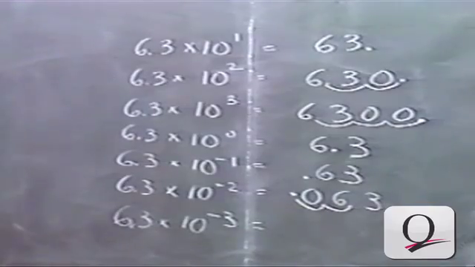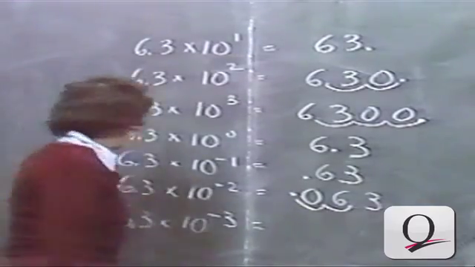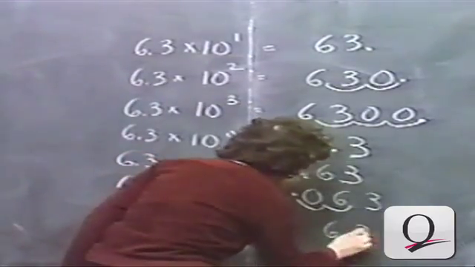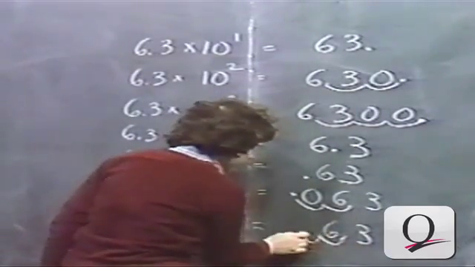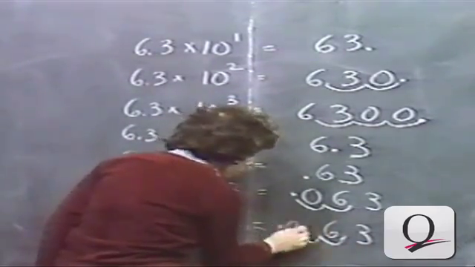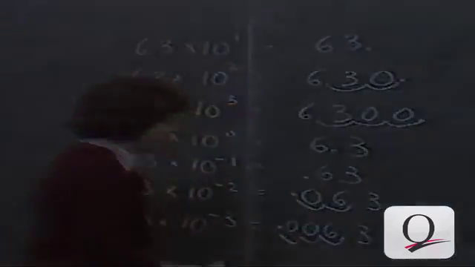And finally here, when you multiply by 10 to the minus third, you started with 6.3. You move the decimal 3 places to the left. You get 0.0063.